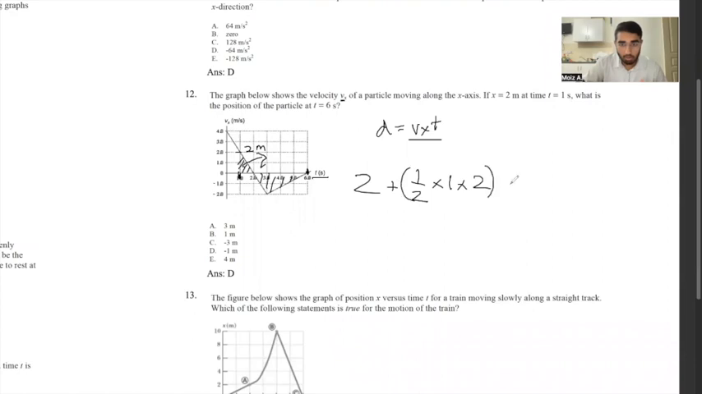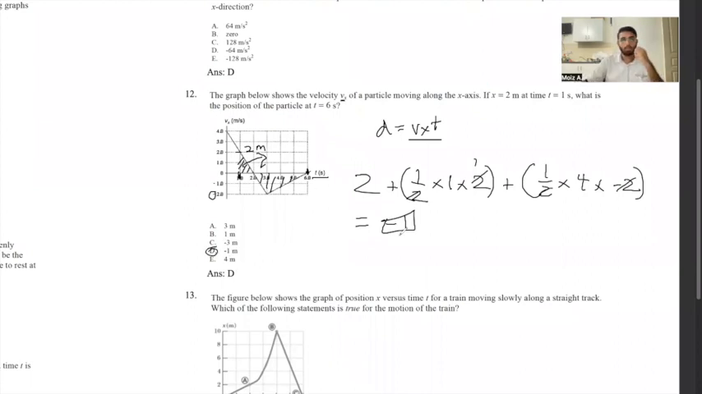Okay, so this plus, and then this is in the negative. We can deliberately minus it, or we can take the minus into consideration. I'm going to take this minus into consideration and just plus it. Half times the base, which is 6 minus 2, which is 4, times the height, which is minus 2 minus 0, so minus 2. So we solve this, and it ends up 2 plus 1, which is 3, and then 3 minus 4 is going to be minus 1. So answer is D. Any questions?